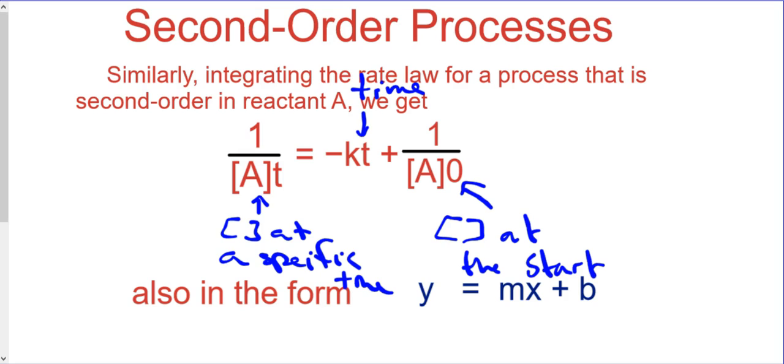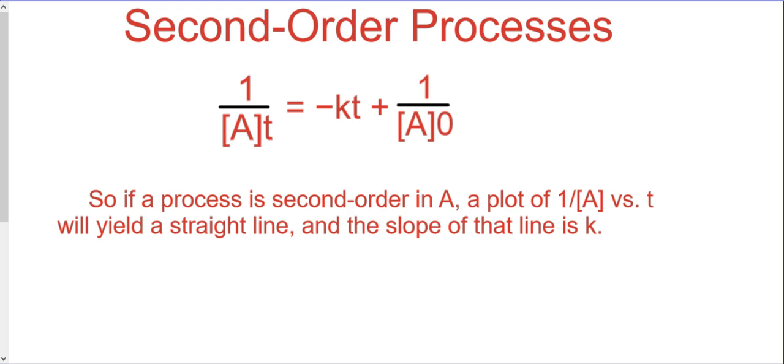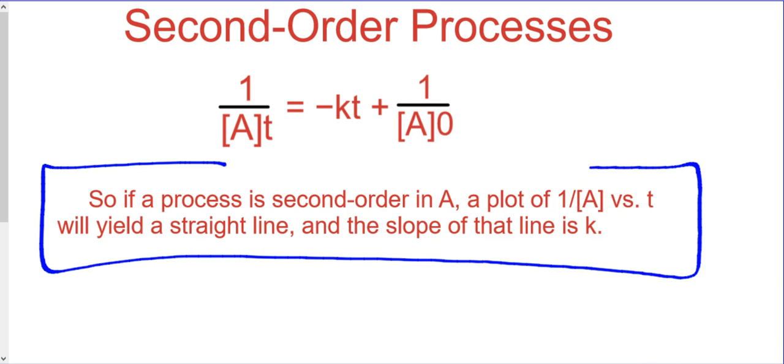This is also in the form of y equals mx plus b, where this is your y, this is your mx, and this is your b. So it can form a line also. If a process is second order in A, a plot of 1 over [A] versus t will yield a straight line, and the slope of that line is k. We had one of these yesterday. I said, you need to commit this to memory. This is another thing that today you need to commit to your memory.